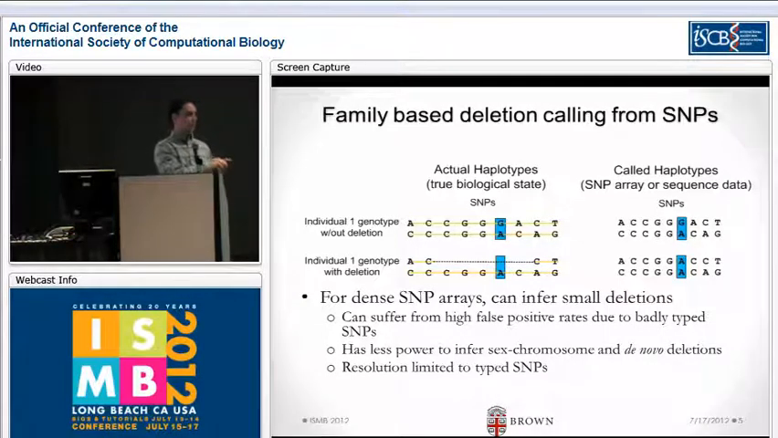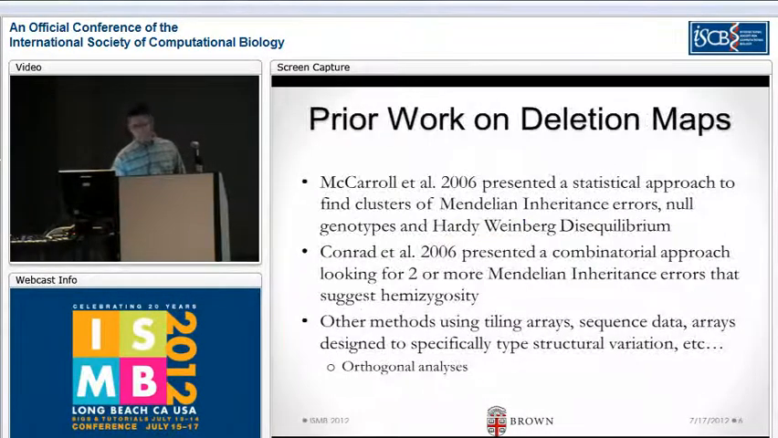So for dense SNP arrays, this has the potential to infer small deletions, but it too has some caveats. It can suffer from high false positive rates due to badly typed SNPs, so you have to control for this. It has less power to infer sex chromosome and de novo deletions. And also, the resolution is limited to the typed SNPs, so you need a dense array.